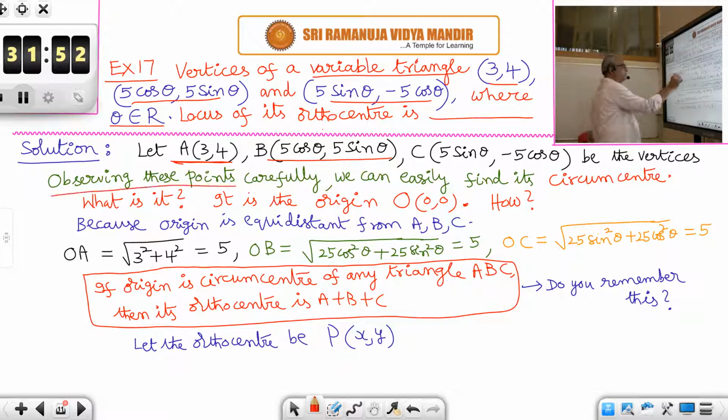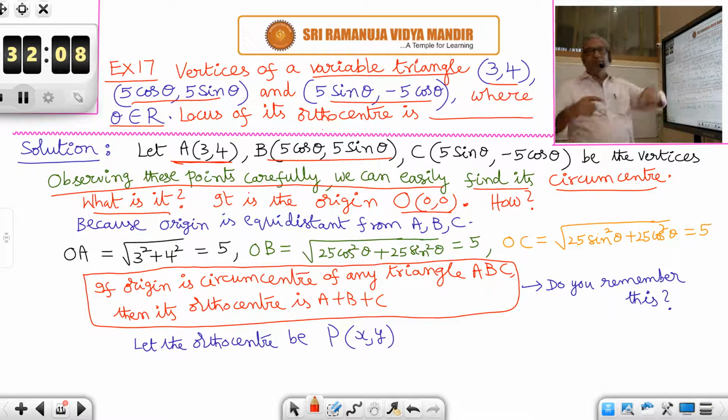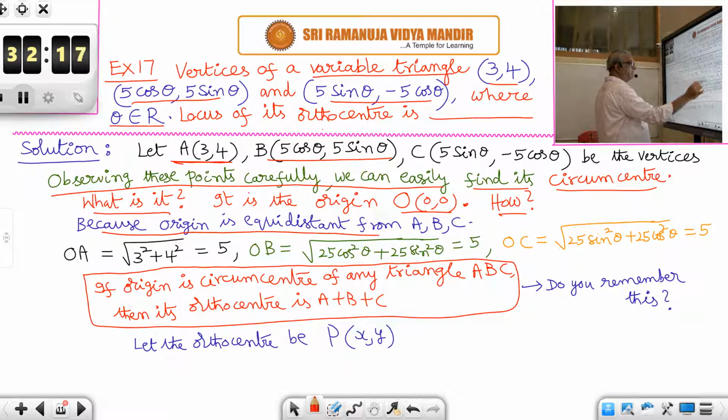Observing these points carefully, we can easily find its circumcenter. Can you guess the circumcenter? Yes, it is the origin. Why is it the origin? Because the origin is equidistant from the 3 given points A, B, C.